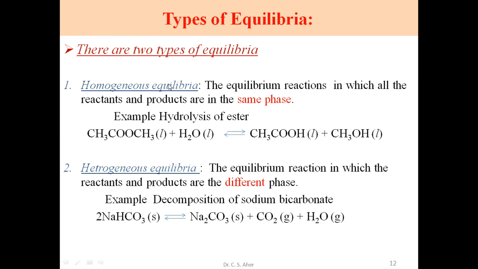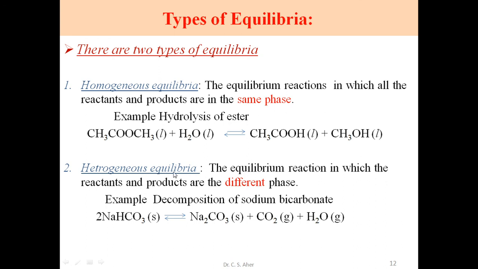See the example of homogeneous equilibria: hydrolysis of ester. This methyl acetate ester, in liquid form, is hydrolyzed by water, again in liquid form, and converted into acetic acid in liquid form and methanol in liquid form. All the two reactants and two products, 4 components, are present in one phase, that is the liquid phase. So it is an example of homogeneous equilibrium.